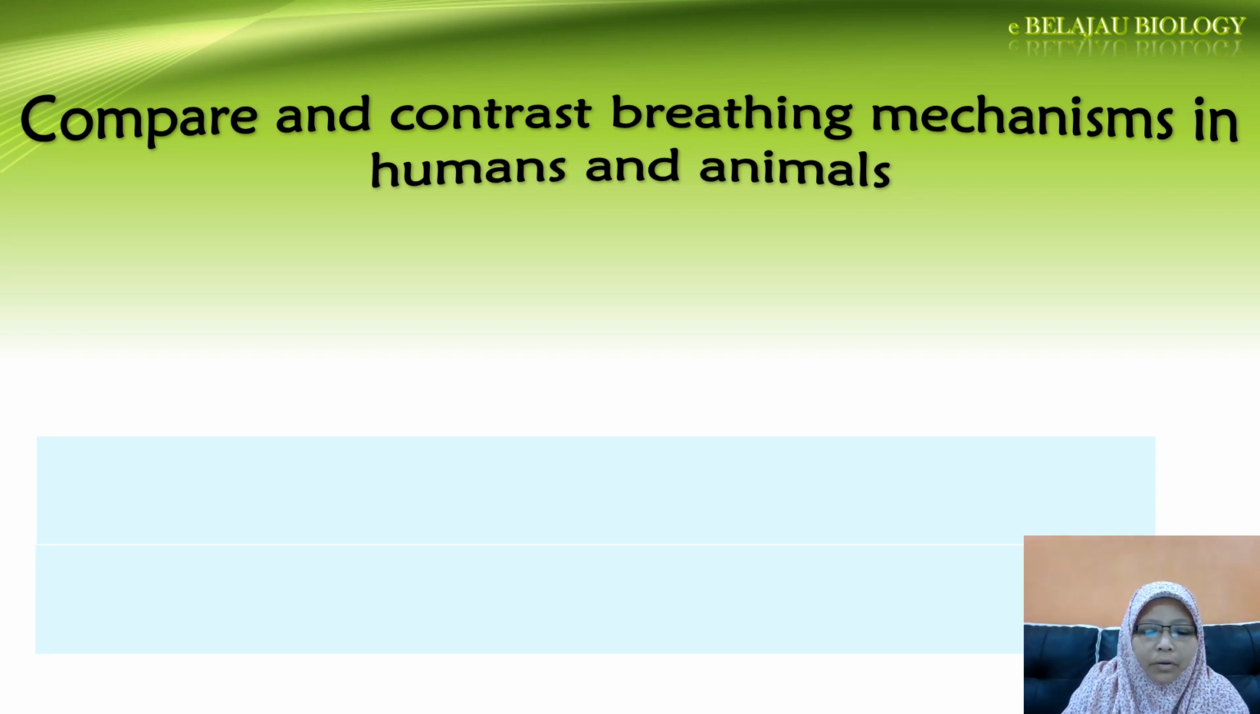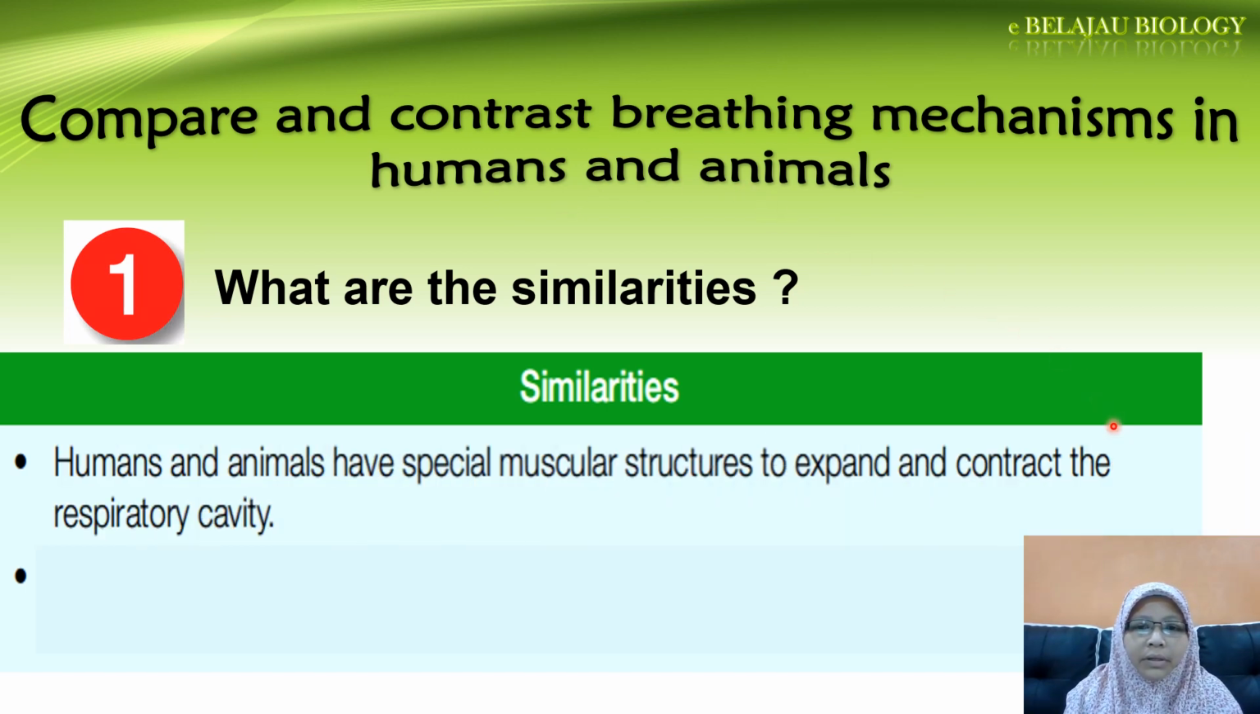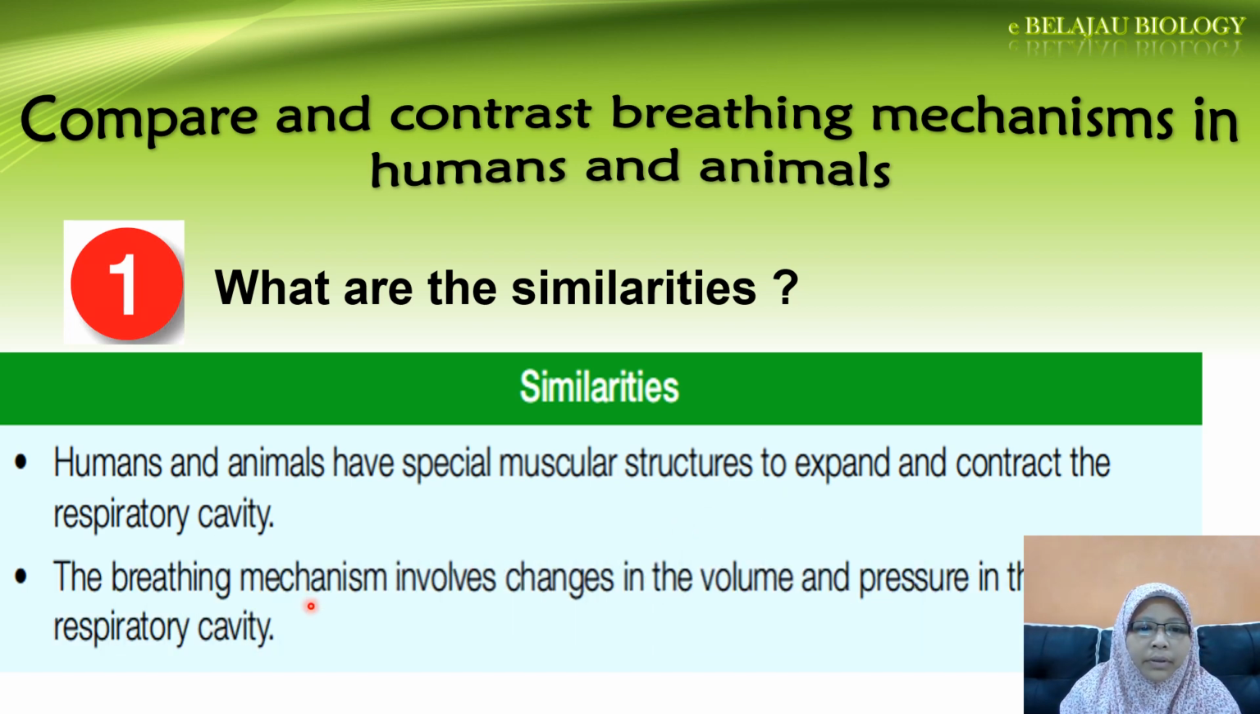So we come to the end of our lesson today. How to compare and contrast breathing mechanisms in humans and animals. When comparing and contrasting, we must remember these two elements. What is it? The first one, what are the similarities between the breathing mechanisms in humans and animals? The similarities are humans and animals have special muscular structures to expand and contract the respiratory cavity. Second, the breathing mechanism involves changes in the volume and pressure in the respiratory cavity.